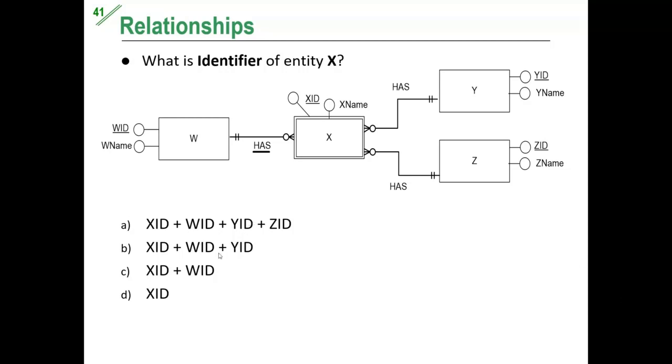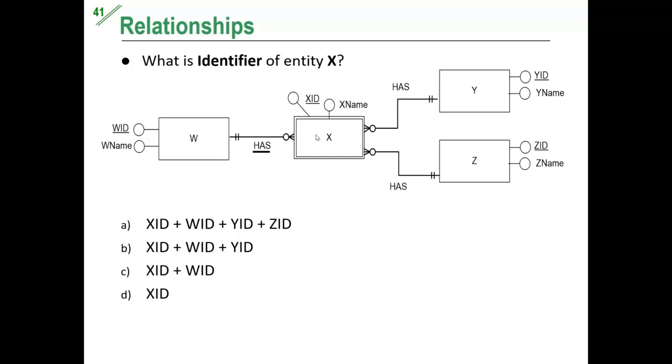The answer is C. Why is it C? Let's unpack this. X is what? X is a weak entity, because it's a double outline. And then the other thing I need to think about: we have two attributes. One attribute is underlined. Since this is a weak entity, we need to borrow. We know that. But at the same time, part of the identifier exists in that entity.